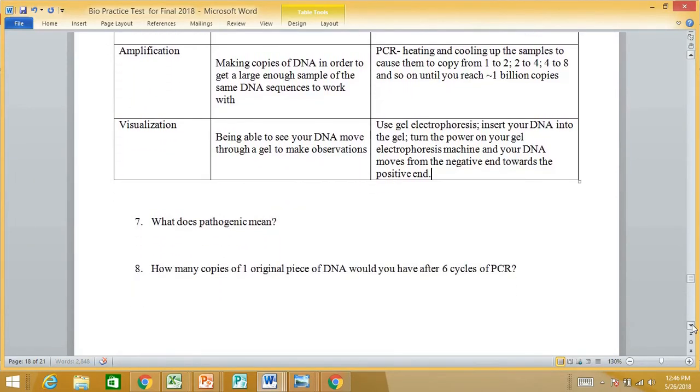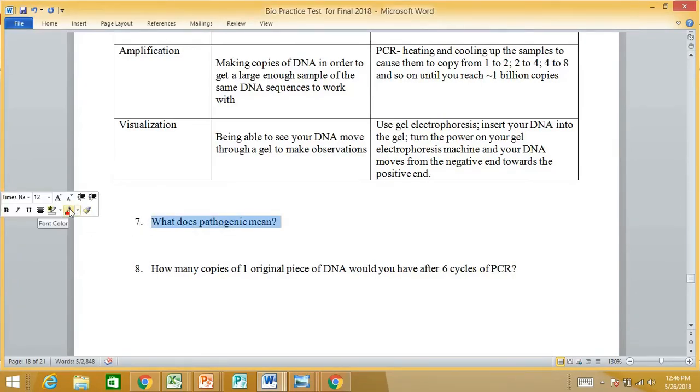All right, pathogenic. Remember, we cut that one out. So you don't need to have that.